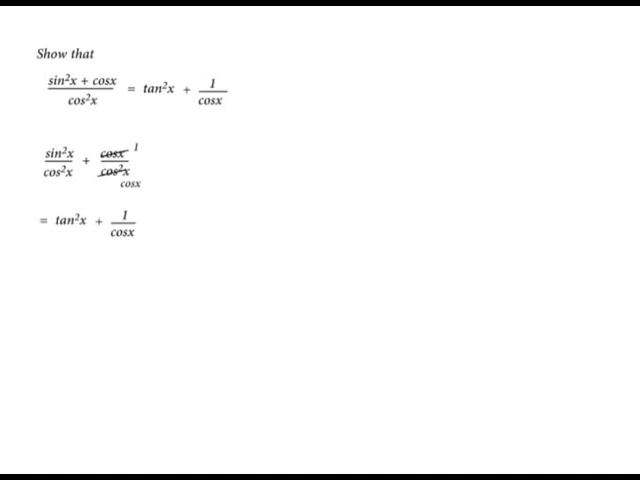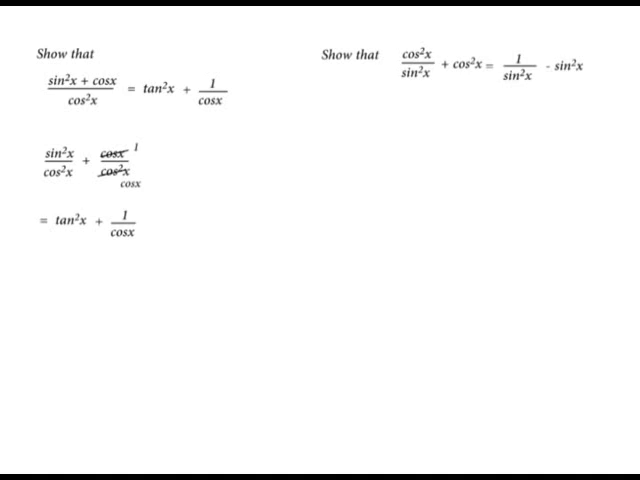Third example, show that cos squared x over sin squared x plus cos squared x is equal to 1 over sin squared x minus sin squared x. Again, we prove that the left hand side is similar to the right hand side. We simply do our manipulations.